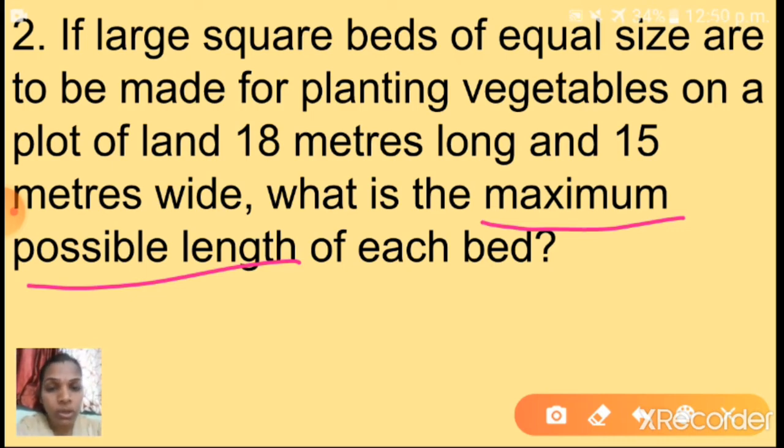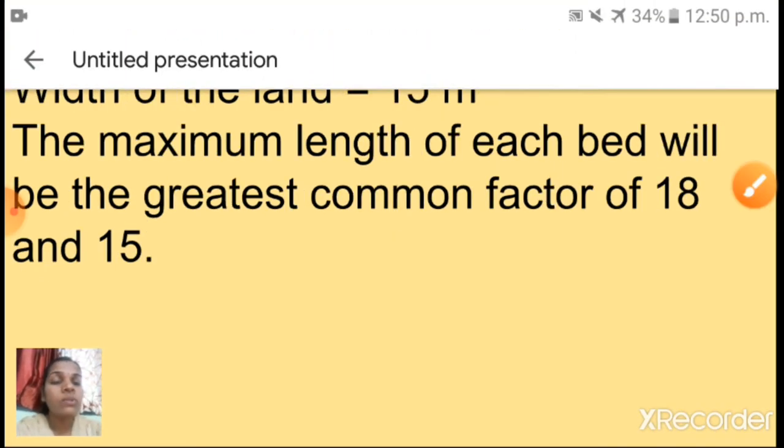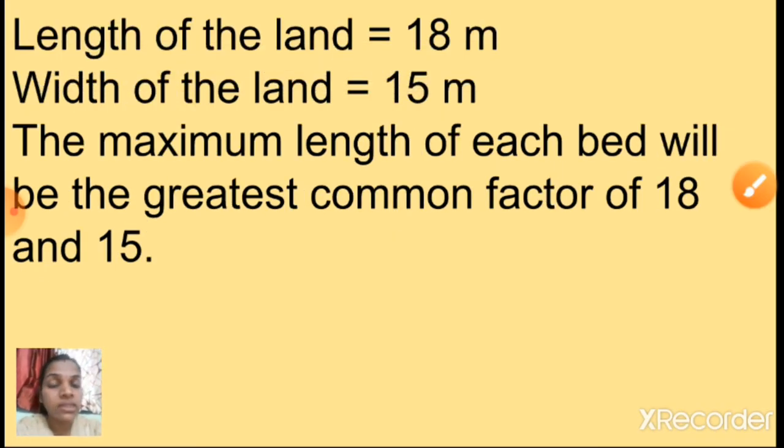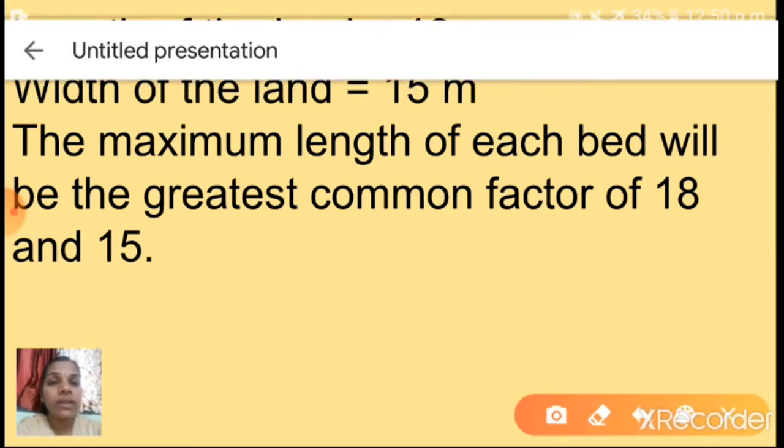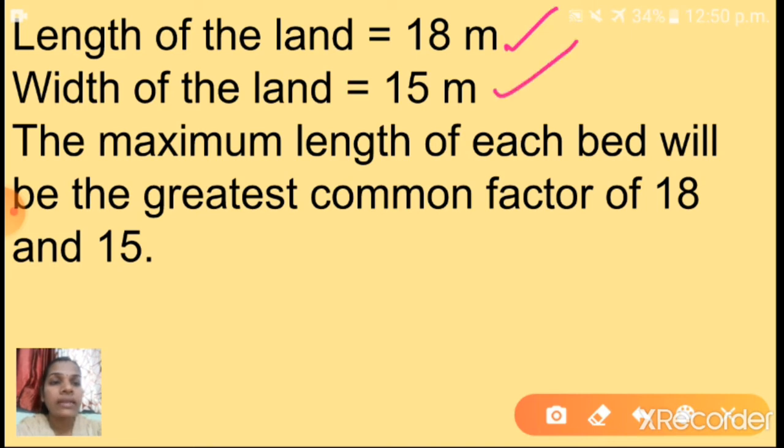Okay, just keep in mind, if you get a question asking for the maximum possible length, then in that sum we have to find the highest common factor. See here, a word problem as usual, so we write the first statement. The length of the land is 18 meter, and the width of the land is 15 meter. So the maximum length of each bed will be the greatest common factor of 18 and 15.